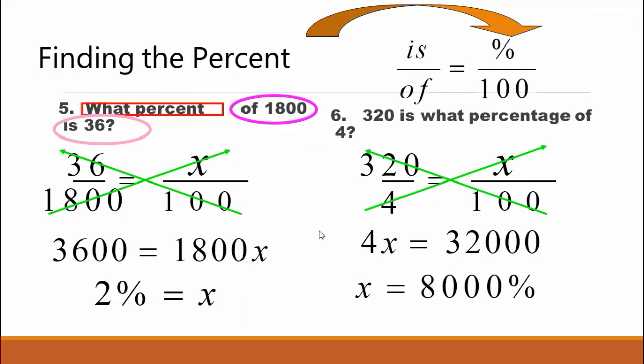So is, 320, divided by whole is equal to percent, the unknown, divided by 100. Now by cross multiplication, 4 multiplied by x and 320 multiplied by 100 is equal to 32000. Since 4 is connected with the unknown variable, dividing both sides by 4, we obtain x is equal to 8000%.